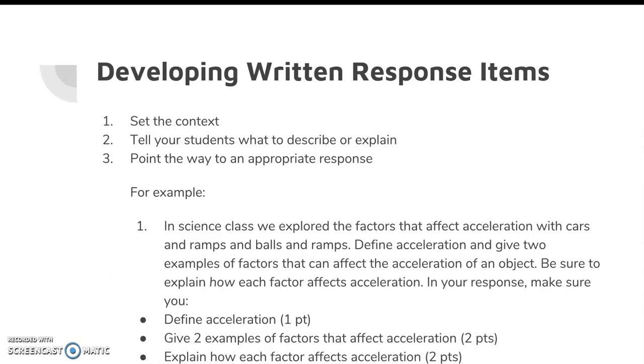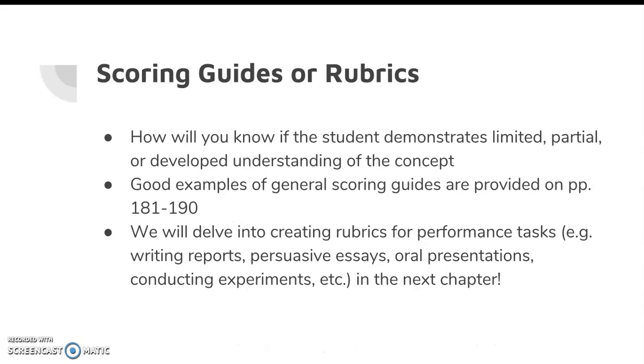So first you have to develop the items, and then you have to think about how you are going to know whether a response represents a limited response, a partial response, or a fully developed response. So you're going to have to come up with a scoring guide for your written response items. Many examples are provided in the chapter, so you could take a look at those, but we'll talk more about creating rubrics for performance-based assessment in the next lesson.